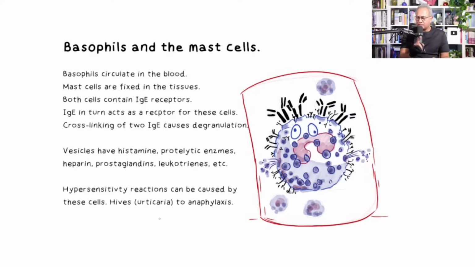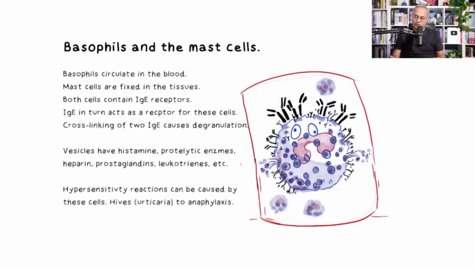Now, basophils and mast cells are part of the innate arm. However, for them to be fully functional, they need the adaptive arm, B cells, to produce antibodies, which will then lodge on their surface. These antibodies will decorate their surface. Once these basophils or mast cells are decorated with IgE, now they are fully functional and primed, as we call them. They're ready to go.